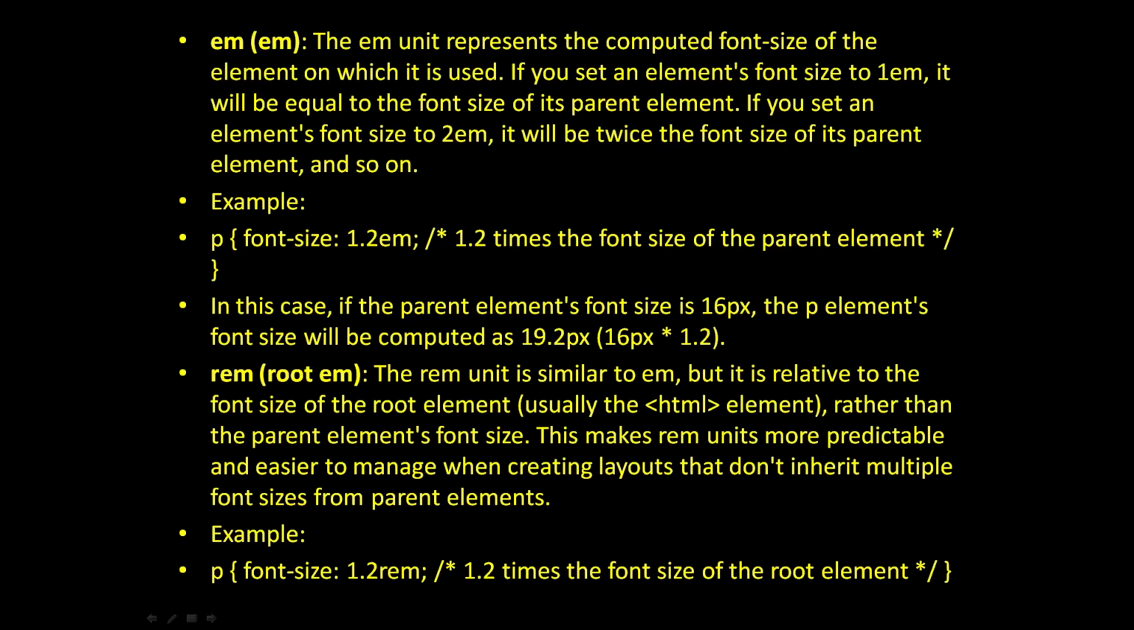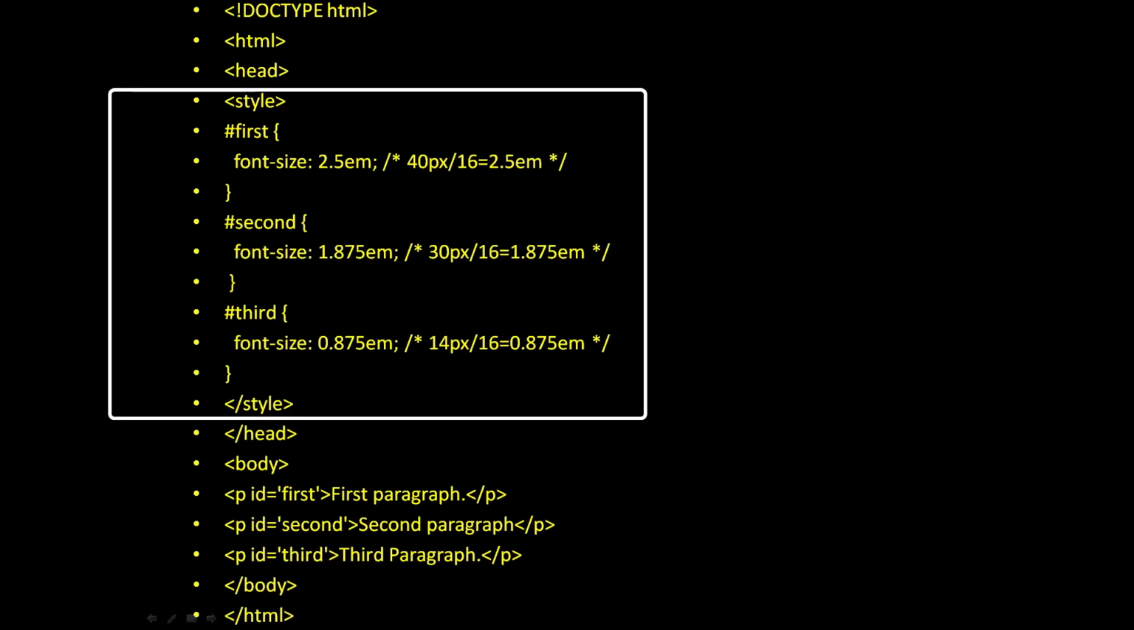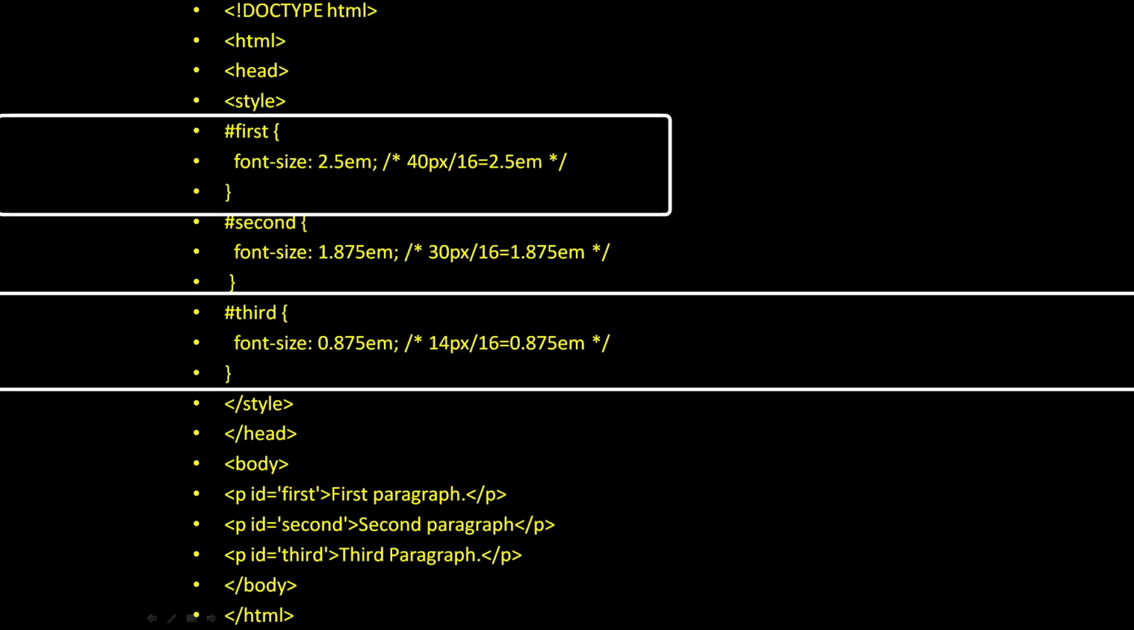The next one, here we have an example HTML. We are going to use an internal style sheet, which is associated by style tags within the header section. Now we have given a hash followed by first, hash followed by second, hash followed by third. So hash defines the id. Now here we are using font sizes 2 em, 1.875 em, and 0.875 em. For example, the first one specifies 40 pixels, or we can specify 2.5 em.